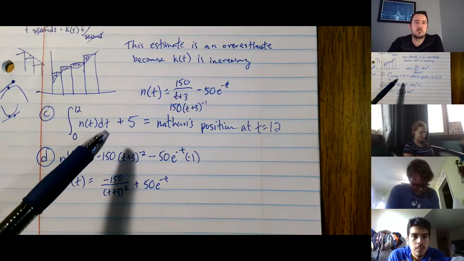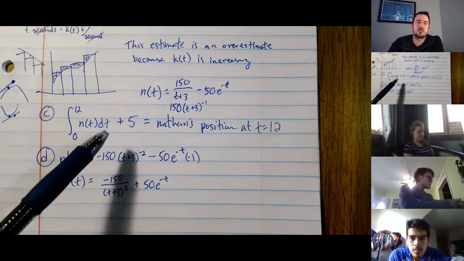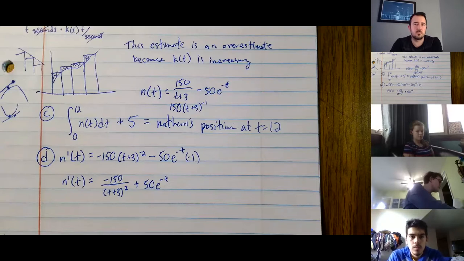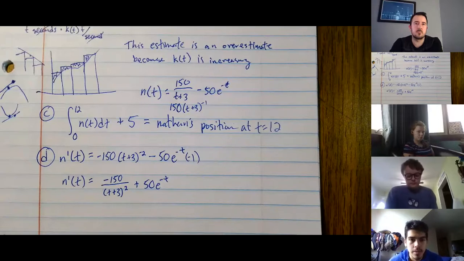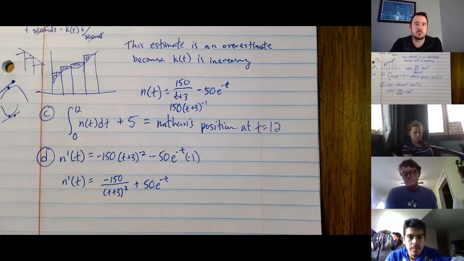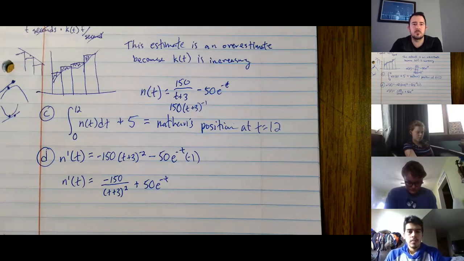So if you're counting where she starts as 0, then he's starting at 5, right? But when you find the integral, doesn't that just get the area of the curve? So the integral represents the amount that Nathan has traveled, right? Oh, okay. So you're taking the amount he has traveled plus 5 because he started ahead. Remember, the question says, write but do not evaluate an expression involving an integral that gives Nathan's distance from the starting line.